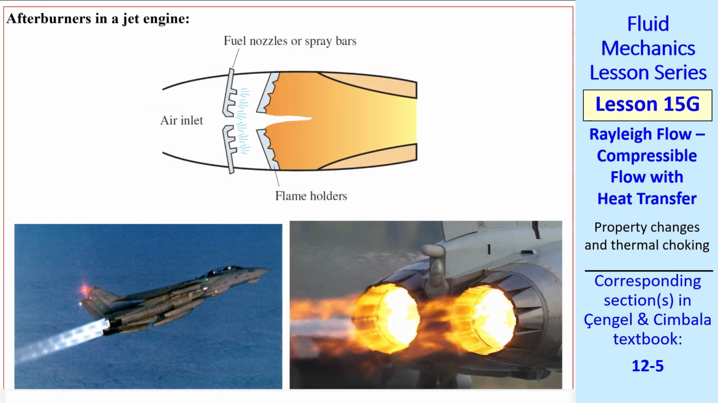Afterburners are another example. In the downstream section of a jet engine, you can add fuel directly into the flow where it burns and produces hot exhaust gases that provide an enormous amount of thrust. This portion where we have a flame can also be approximated by Rayleigh flow.